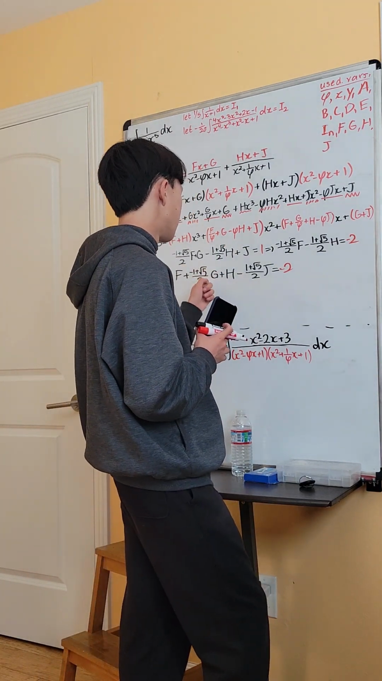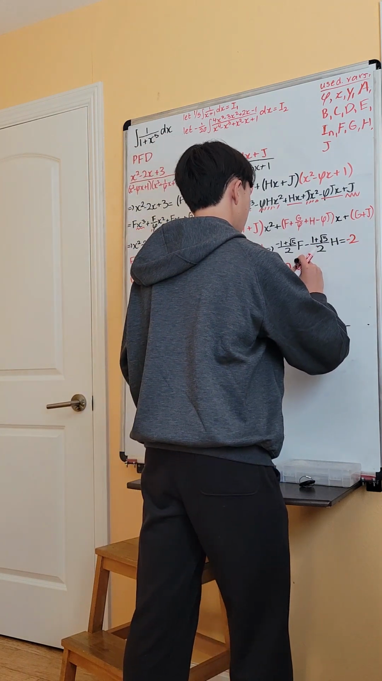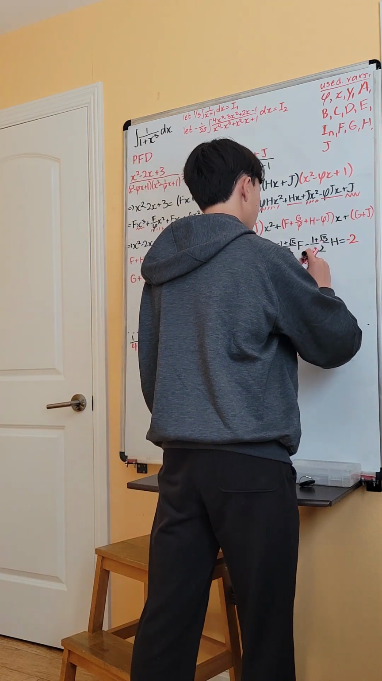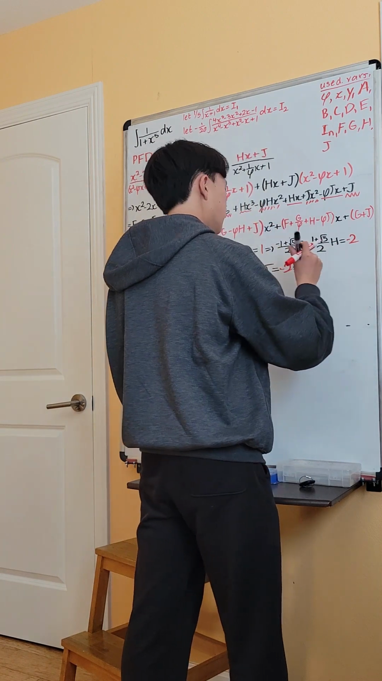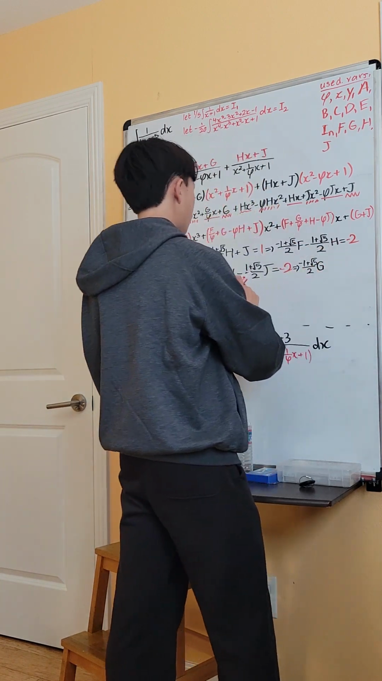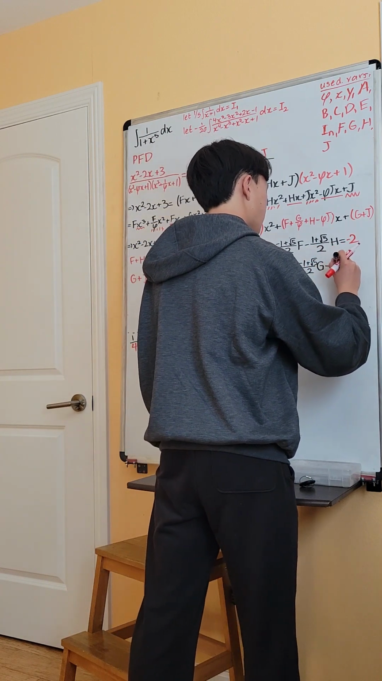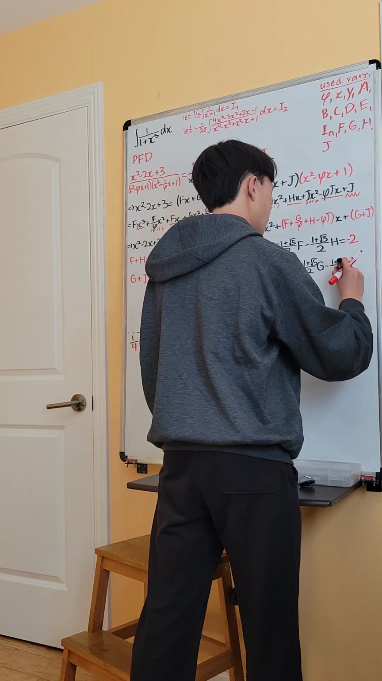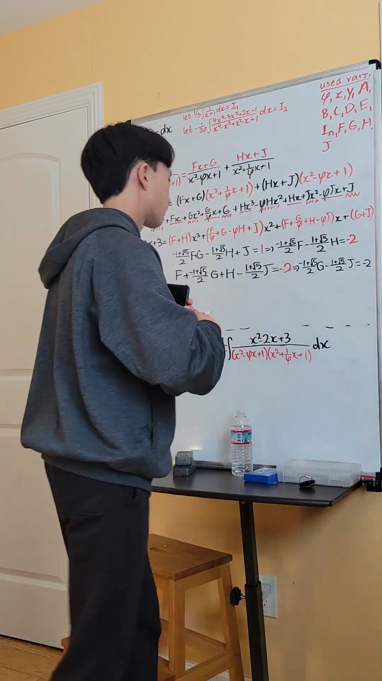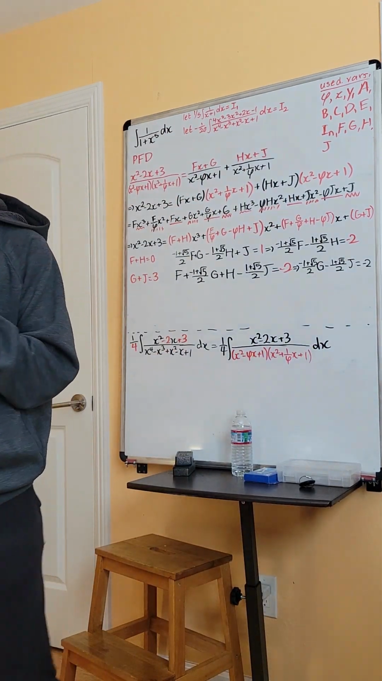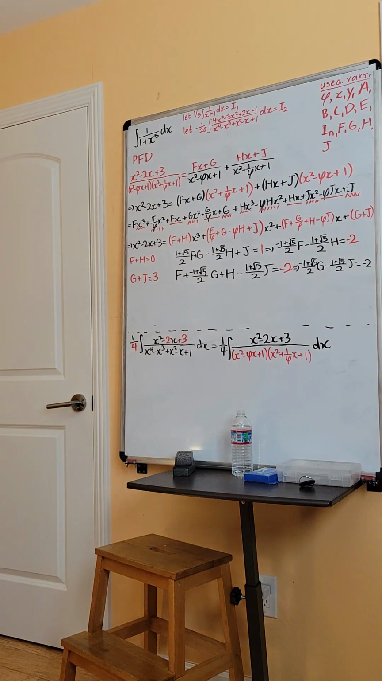Right now let's just copy this down again. We got negative 1 plus root 5 over 2 g minus 1 plus root 5 over 2 j is equal to negative 2 as well. Okay, so I think our next step should be to multiply everything by 2.